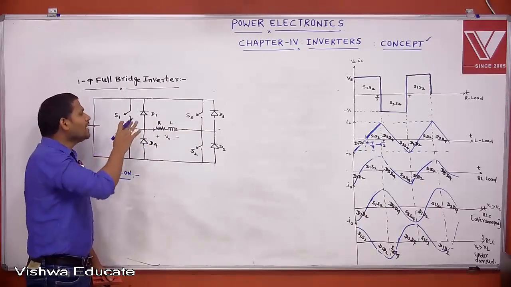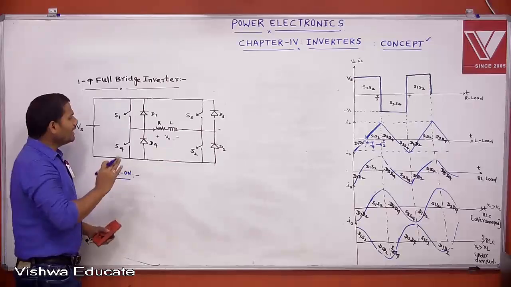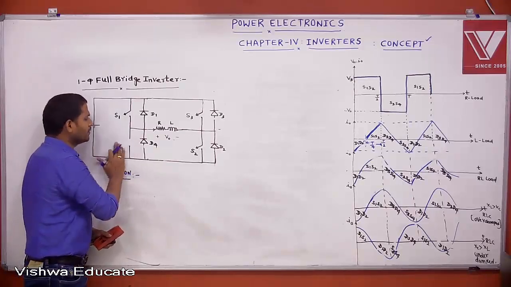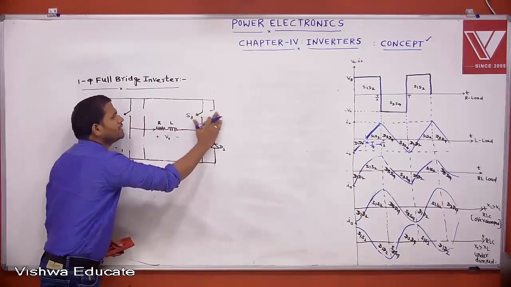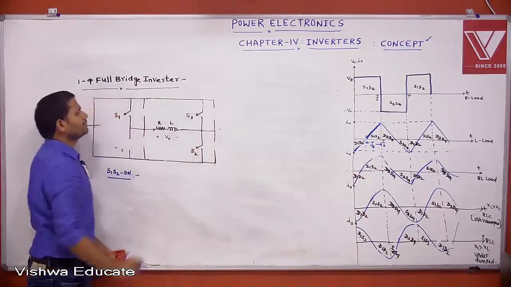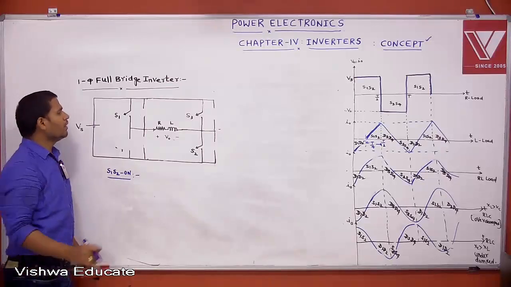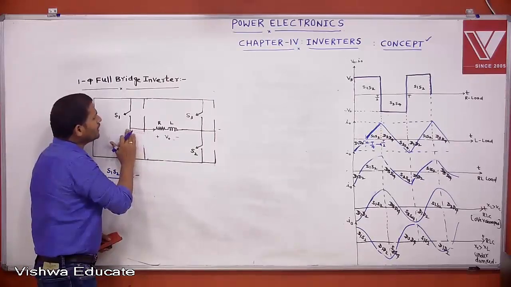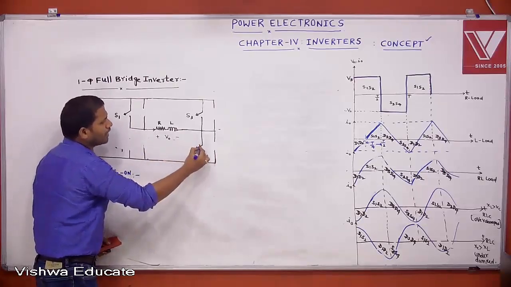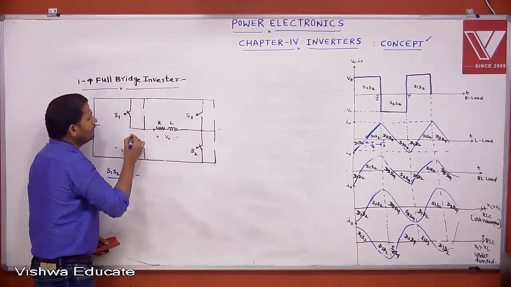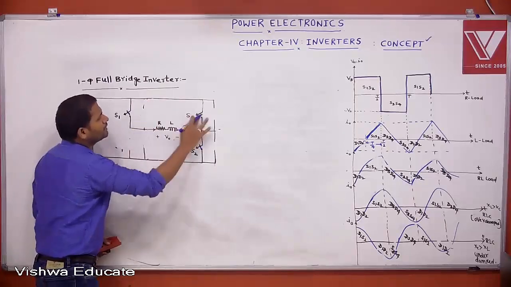First I will turn on S1 S2. Remaining all the devices are in off state. S3 S4 is off. D3 D1 D4, all these devices are in off state. Now tell me, if S1 S2 is on, this is the direction of flow of current.